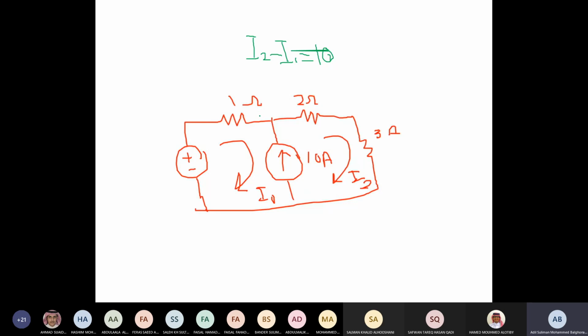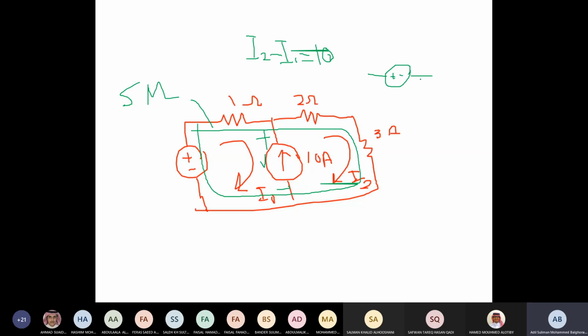So what do I do? I cannot write KVL on mesh 1. I can, but I am not able to express the voltage on the current source. So I go and enclose this in what is called a supermesh. Similar to what we did with the voltage source, if you remember, where we combined them into a supernode. Next time, we will continue with this, okay?